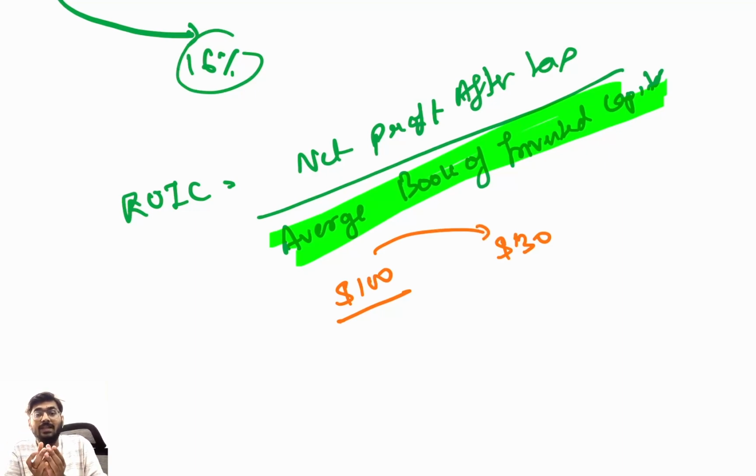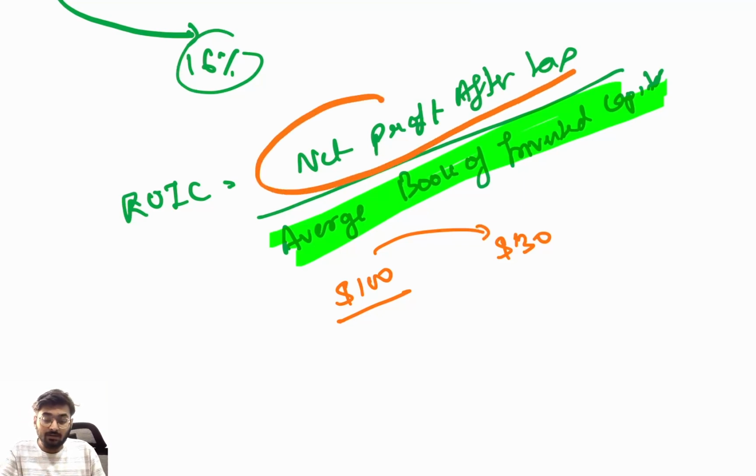So what you will do? You will take the average of that invested capital, and in the numerator you have to take net profit after tax, because tax you have to give to the government, not to the shareholder. So whatever the shareholder is receiving at the end, you have to remove all those from the given numerator. Clear? We call this return on invested capital.